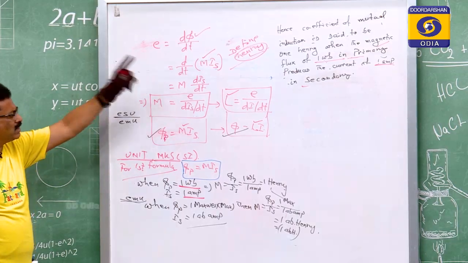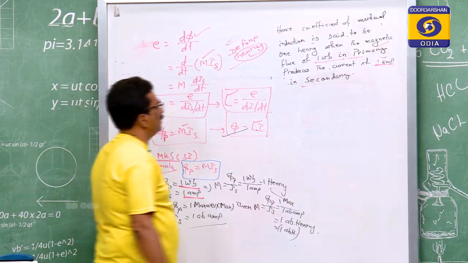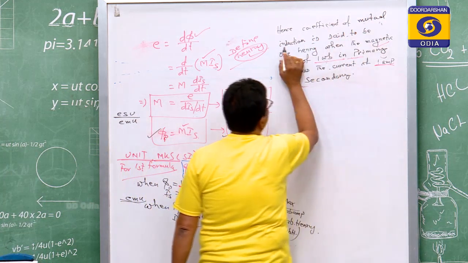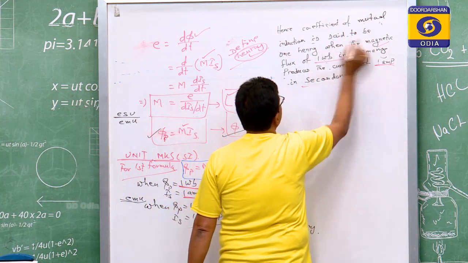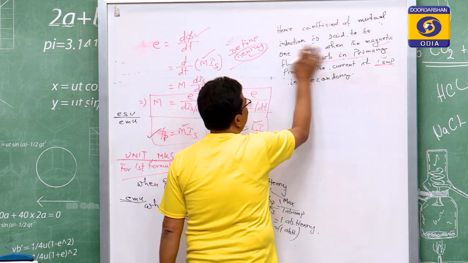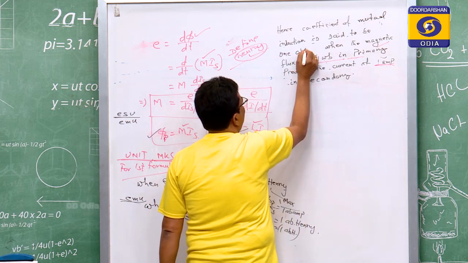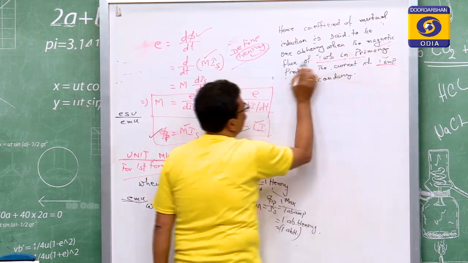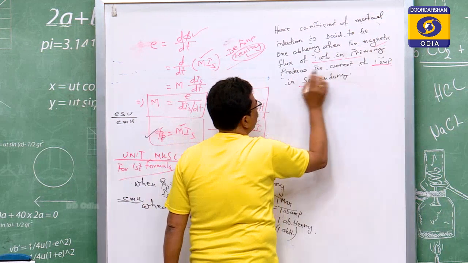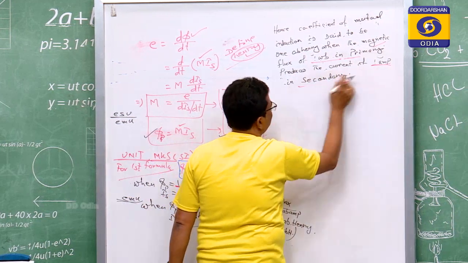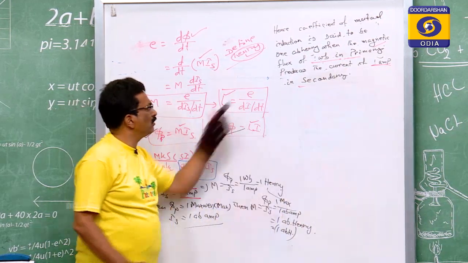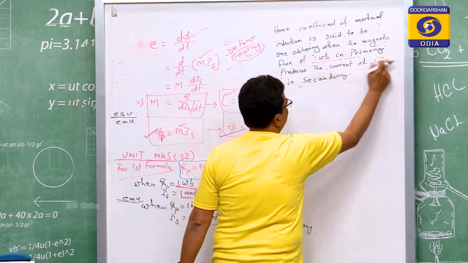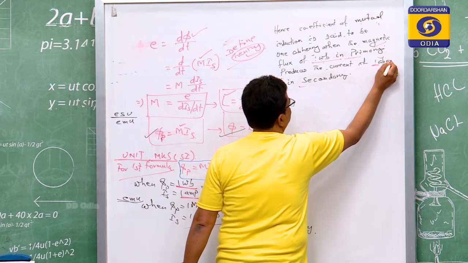Similarly, if you go for the total description, the coefficient of mutual induction is said to be, instead of 1 Henry, 1 ab Henry, when the magnetic flux of 1 Weber in the primary produces a current of 1 ampere in the secondary. Only there it is 1 ab ampere, this ampere will be the ab ampere.